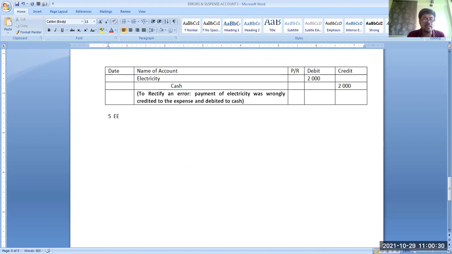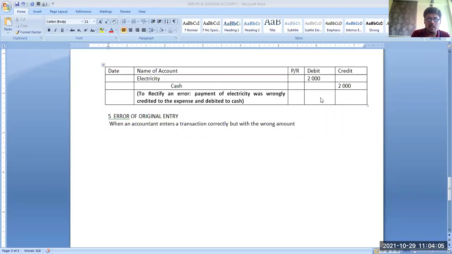Error number five. Error of original entry. Now, error of original entry is when an accountant enters a transaction correctly, but with the wrong amount. Getting my point here. Okay. It means the transaction debit and credit is correct, but with the wrong amount.